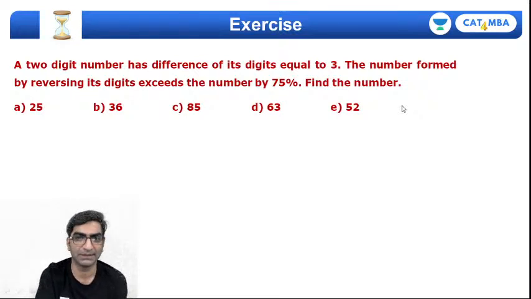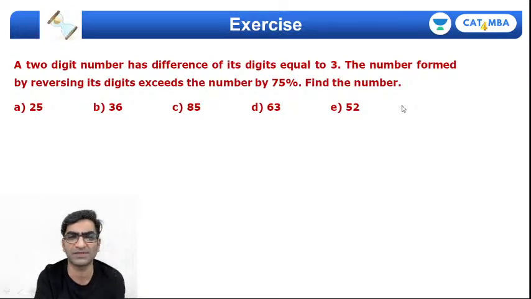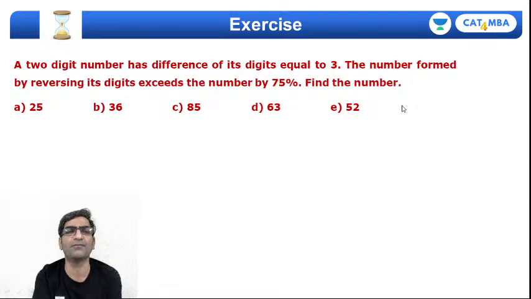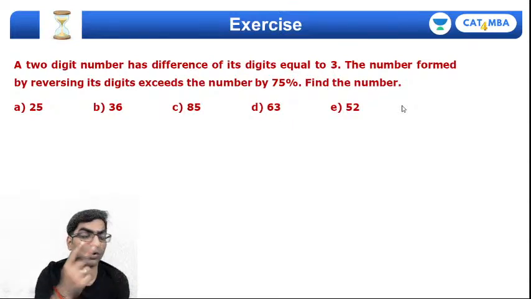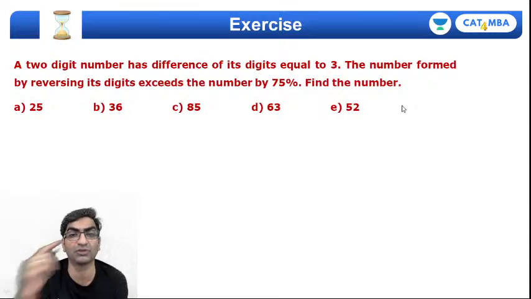Don't solve. Difference of digits is 3. Just quickly browse through the options. All of them seem to have a difference of 3. Okay, rubbish. How about the second statement? The number formed by reversing the digits exceeds the number 75%. तो भूल जाओ. What it tells me is that if I reverse it, the number should be bigger.